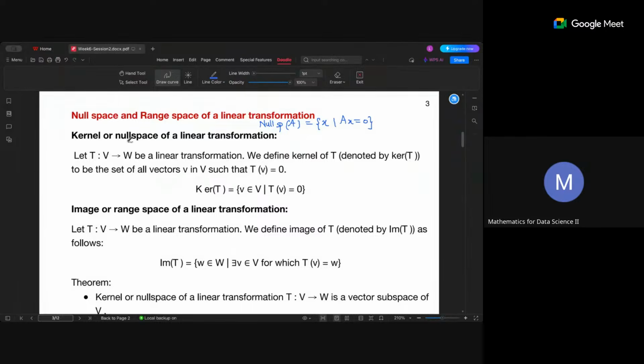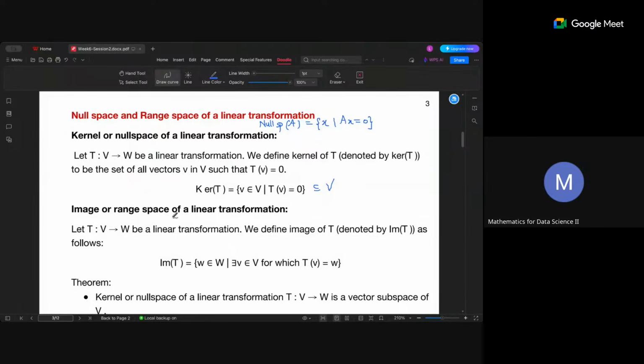Now, similarly, the kernel of T, or the null space of the linear transformation, is simply the set of all v in V, the domain, such that T(v) equals 0. Note that the kernel is a subspace of the domain V. Okay, remember, kernel is a subspace of the domain.